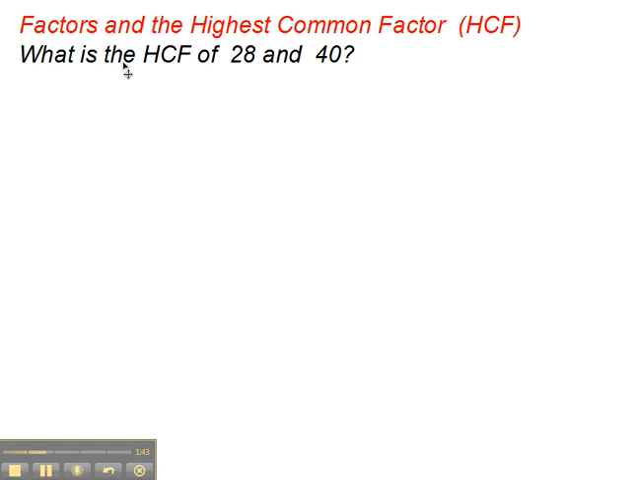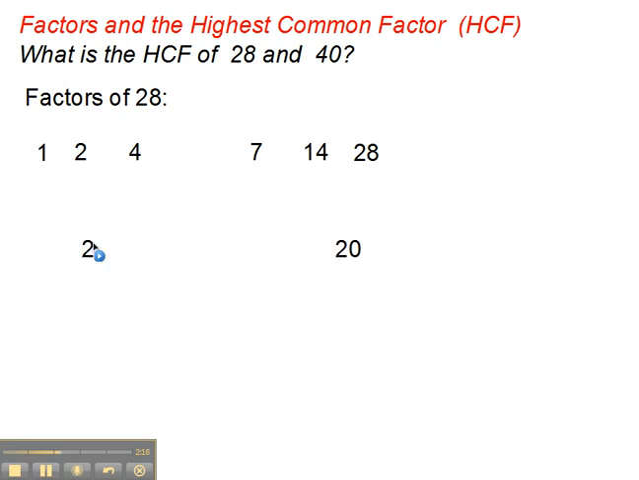And now let's look at the idea of highest common factor. What is the highest common factor of 28 and 40? First of all, we write down all the factors of 28. Well, certainly 1 and 28 is a factor pair. 2, yes, that divides 14 times. 3 doesn't divide. 4, yes, 7 times. So 4 and 7 are a factor pair. 5, no. 6, no. 7, yes, but we've already covered that. So we've got all the factors of 28.